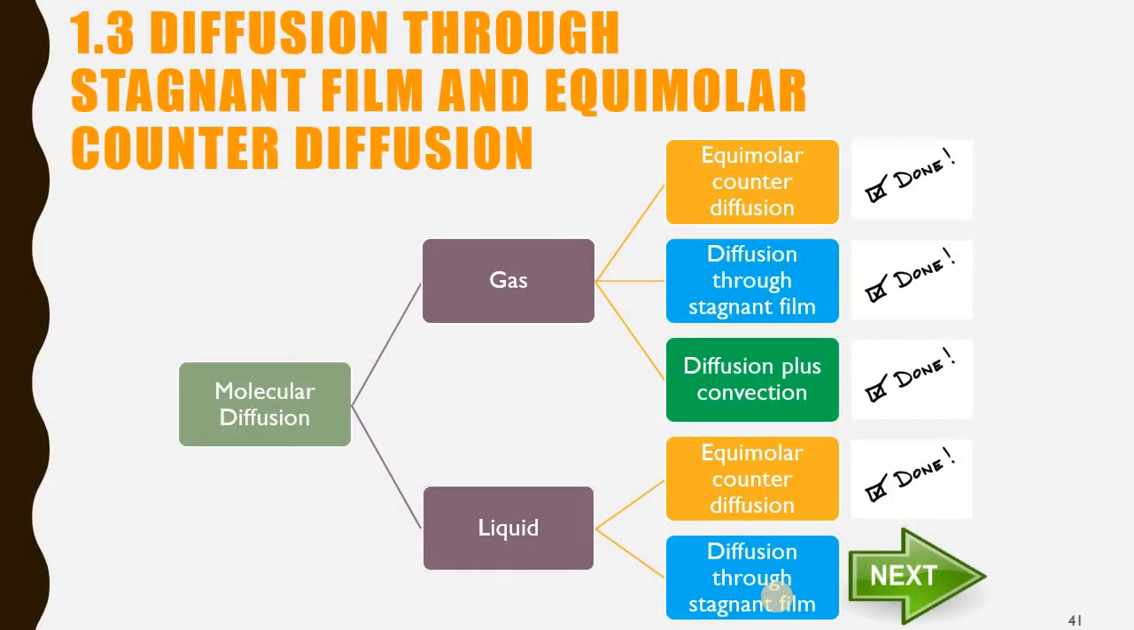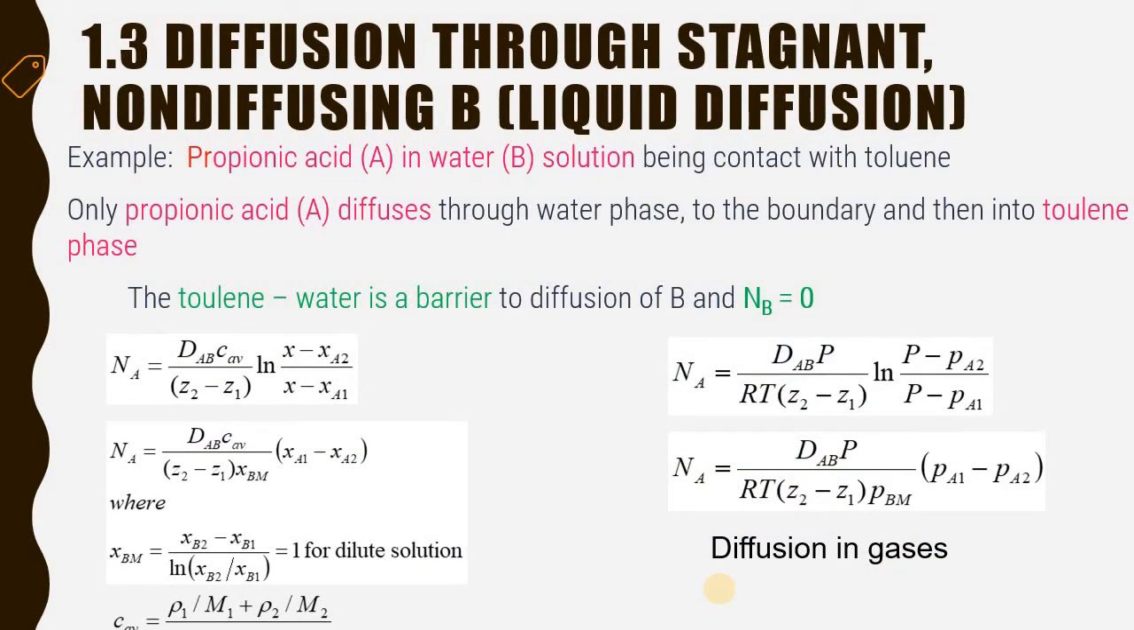Okay, so we are done with equimolar counter diffusion for liquid, and next we will see the equation of diffusion through stagnant film in liquid. For the diffusion through stagnant film, non-diffusing B in liquid, I think the equation is very straightforward. For example, we have propionic acid in water, and we contact it with toluene. The toluene will only extract the propionic acid, so the water will not diffuse into the toluene. The propionic acid will pass through the water in order to diffuse into the toluene. So the water is a barrier to diffusion of B, and NB is 0.